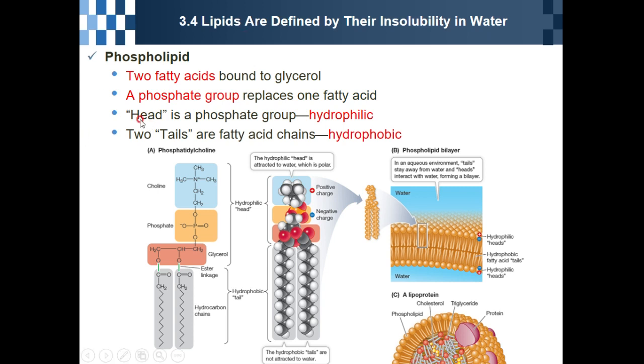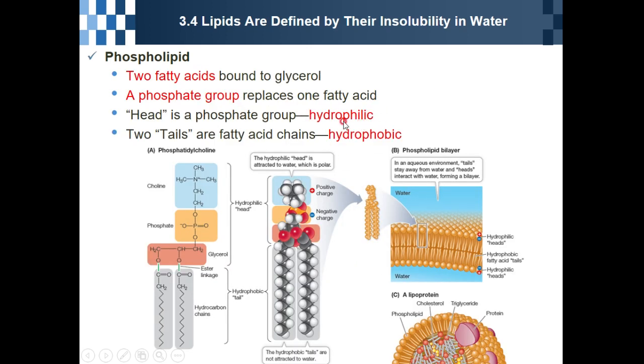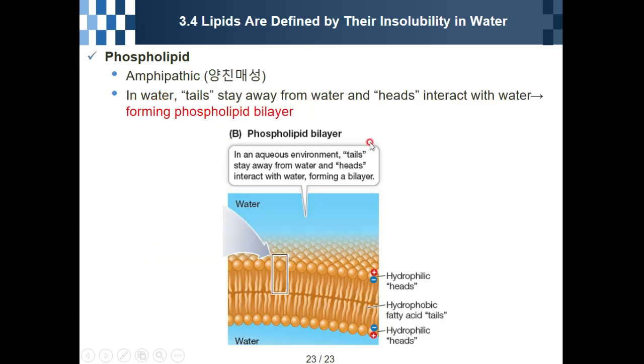The most important thing: the head is hydrophilic and the tail is hydrophobic. Because of this structure, they are amphiphilic. One part is hydrophilic, and one is hydrophobic. So they like water, and they also don't like water. Amphiphilic: they have 2 kinds of characteristics.